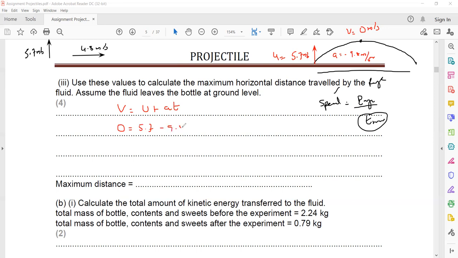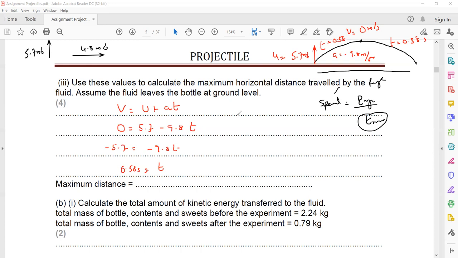Acceleration is due to gravity, which is minus 9.8, and time is t. When we solve, minus 5.7 is equal to minus 9.8 t. Minus 5.7 divided by minus 9.8 will give us the time to reach the maximum height, which is 0.58 seconds. So 0.58 seconds is just the time to reach the maximum height. The same time, 0.58, it will take to return from maximum height to the same ground level.